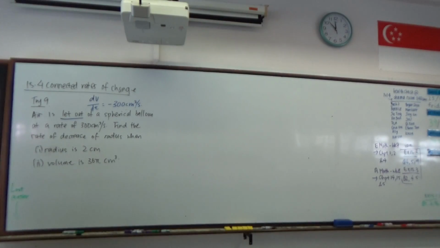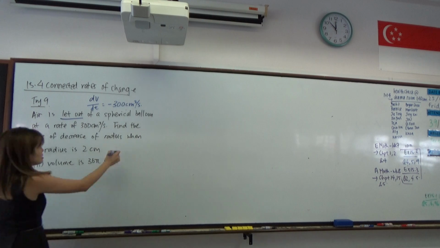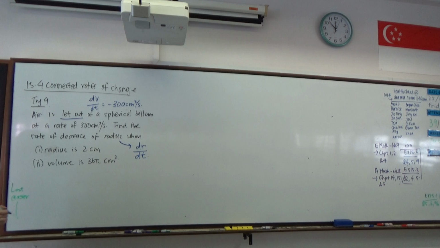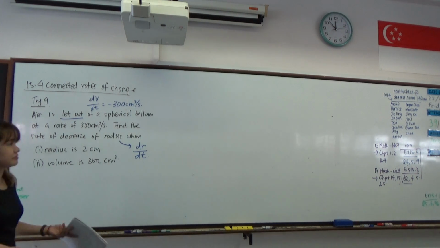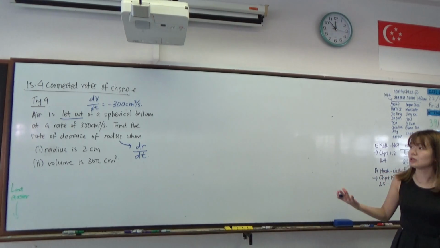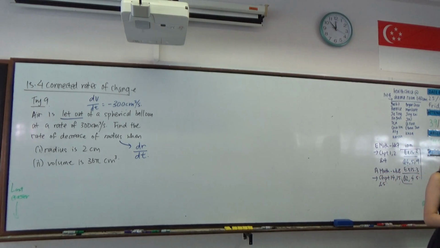Then we want to find the rate of decrease of the radius, so that means we are trying to find dr over dt. When the radius is 2 cm, that means r is equal to 2. But they did not give you any function, any equation, any formula of sorts. So how do we make our own?